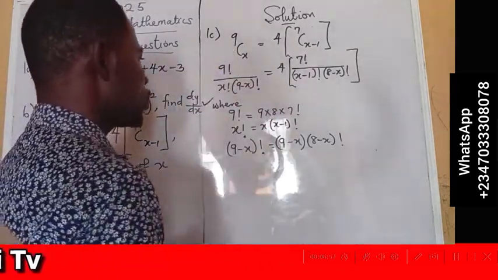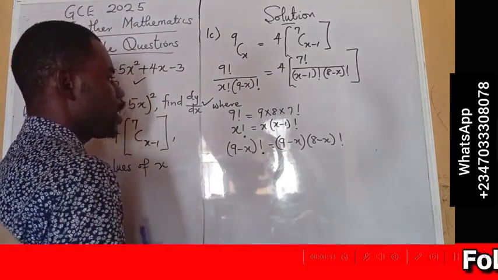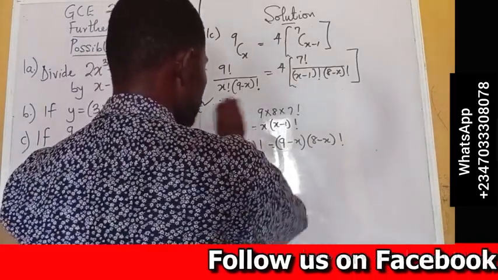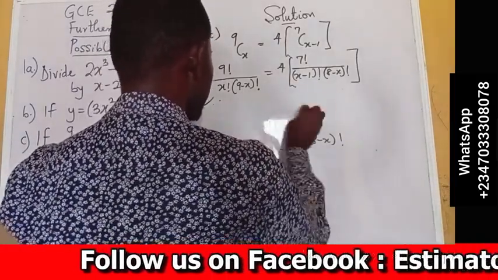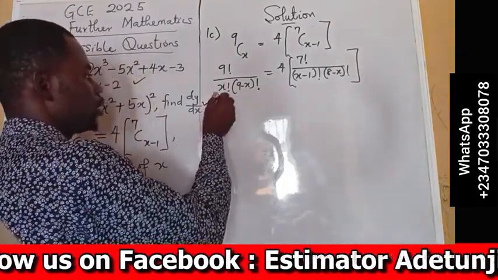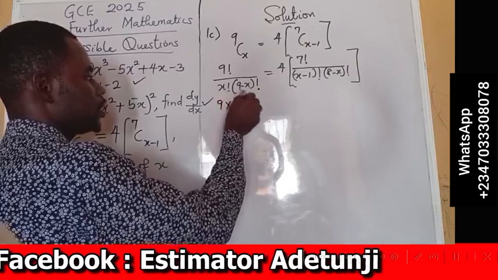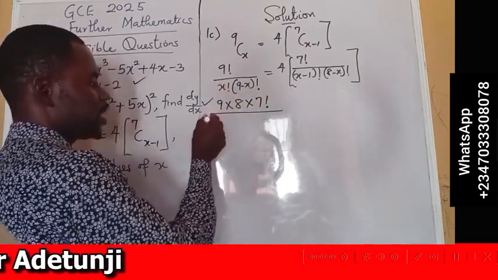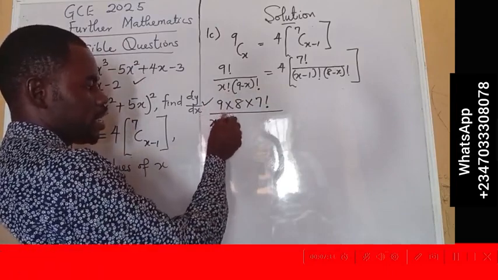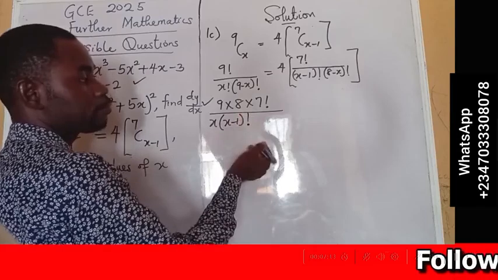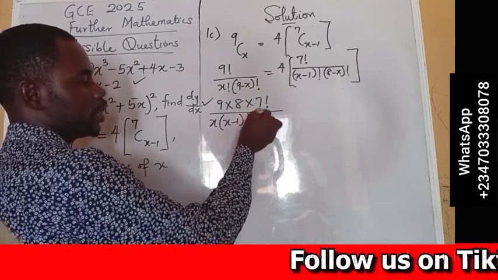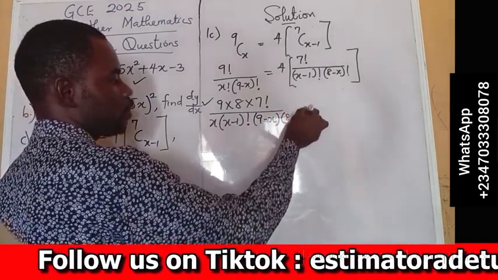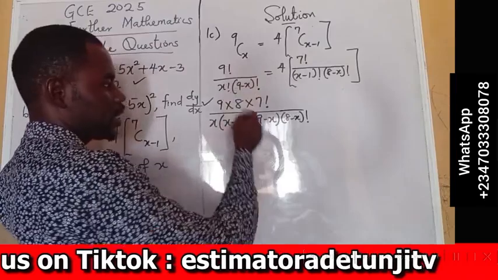Now that I've interpreted all the items I have here, permit me to substitute all those items. By substituting, I'll be having 9 times 8 times 7 factorial. I believe that one is clear now. For this side, I'll be having (x minus 1) factorial, (9 minus x), (8 minus x) factorial. I have interpreted this side now.